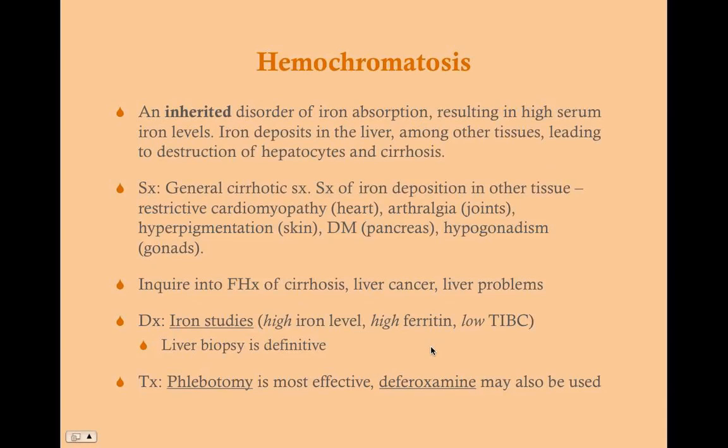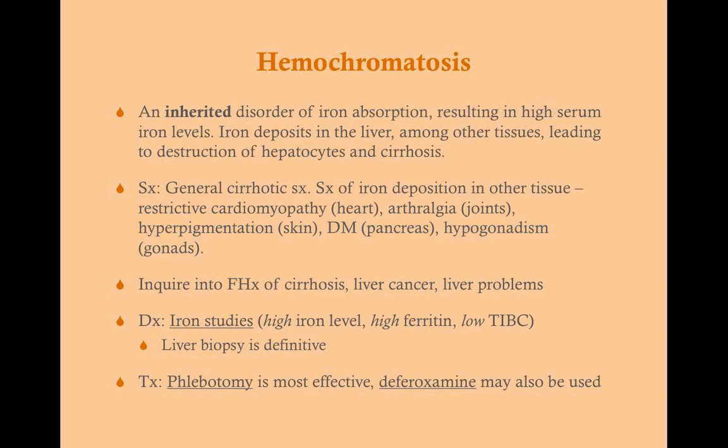Alright, so now we're going to move on to the inherited diseases that cause cirrhosis. So hemochromatosis is an inherited disorder of iron absorption. And so what happens here is that you have an overavidity of iron absorption in the bowel. And what results in that is that you get a high level of serum iron. And iron deposits all over the place. So iron deposits in the liver, and it's going to cause inflammation, and that's going to cause cirrhosis.